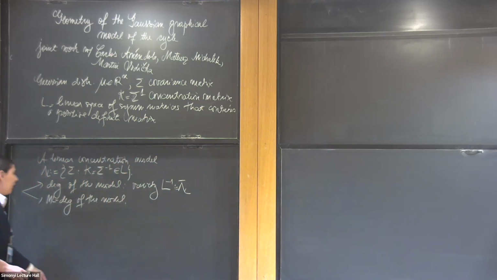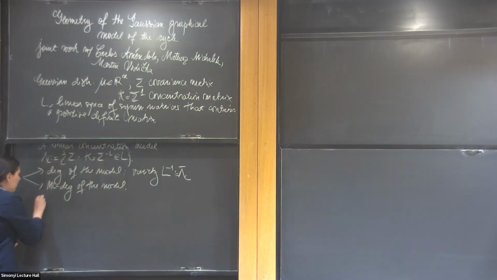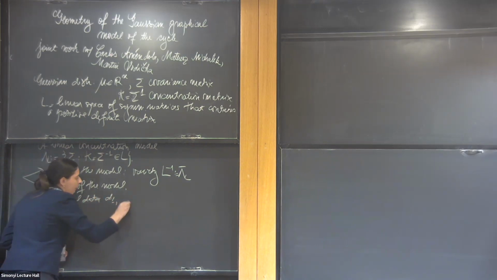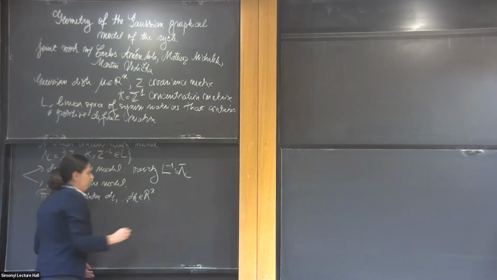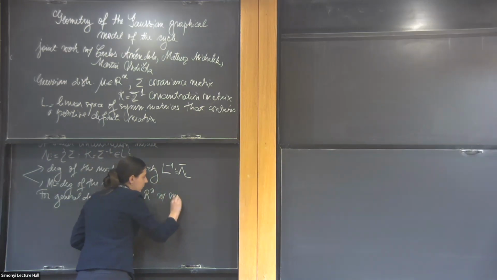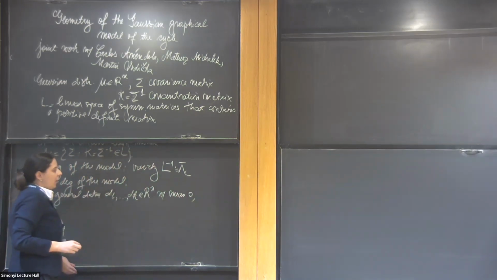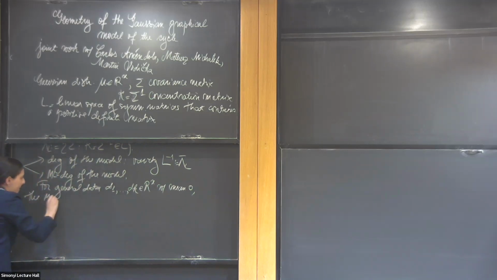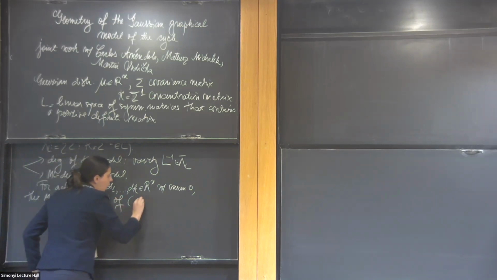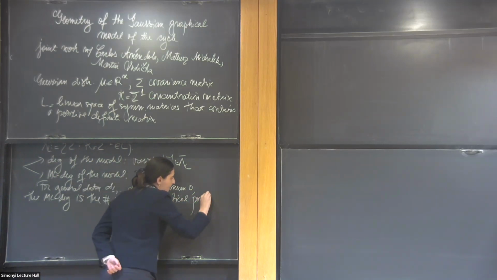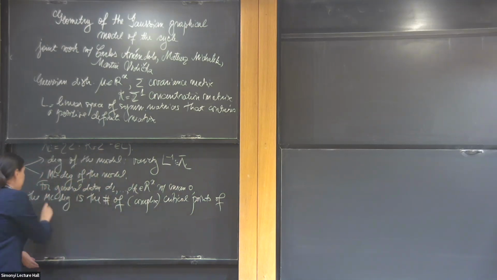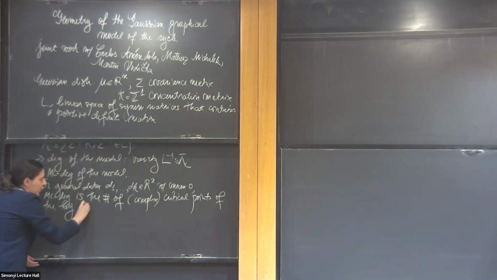Okay, so if you want a formal definition, for general data, let's say D1 up to Dk, let's say with mean 0, so mu is 0, the ML degree is the number of complex critical points of the log likelihood function.